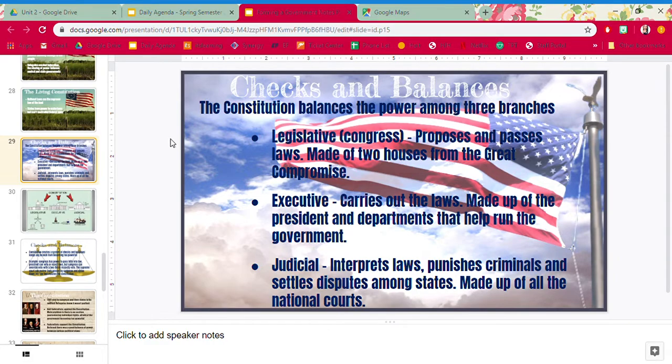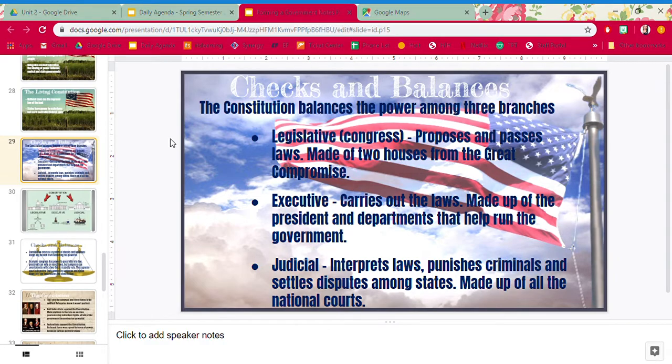And this branch includes the president and all the departments that help run the government. So the vice president is in there, and his cabinet, that's what we call them. So, for example, if you've ever heard of the person who is Secretary of State, that means they're head of the State Department, right? They're appointed by the president. They oversee that department. So they oversee like our relations with other countries. That's like what the State Department does.